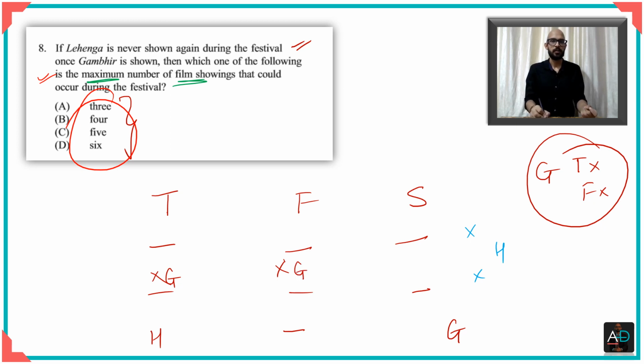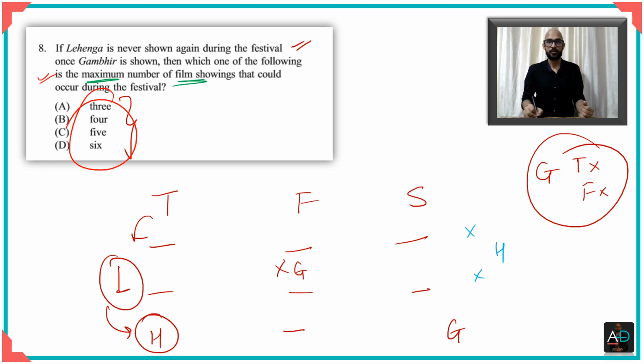Which means there is only one more possibility here, which means I can have lehenga on Thursday, as well as Haseen on Thursday. So that's a total of 2 on Thursday. Again, on Friday you can't have lehenga, you can't have Gambhir because we have kept Gambhir only for Saturday, which means that I can have lehenga, and since lehenga will have to be at the end because on Friday lehenga and Gambhir are at the end, I can also have Haseen before that.